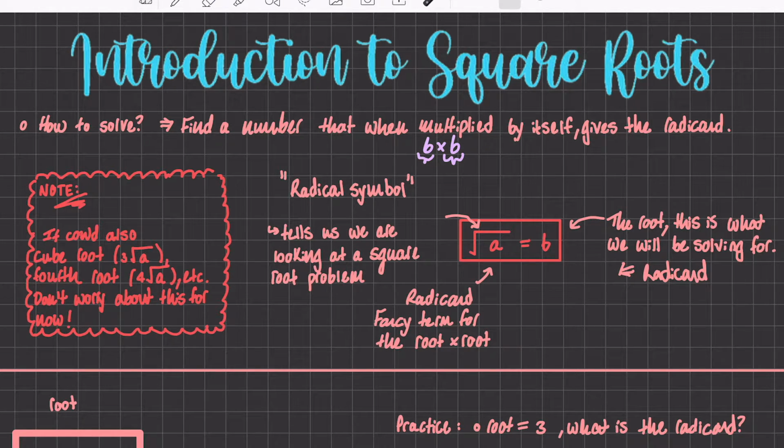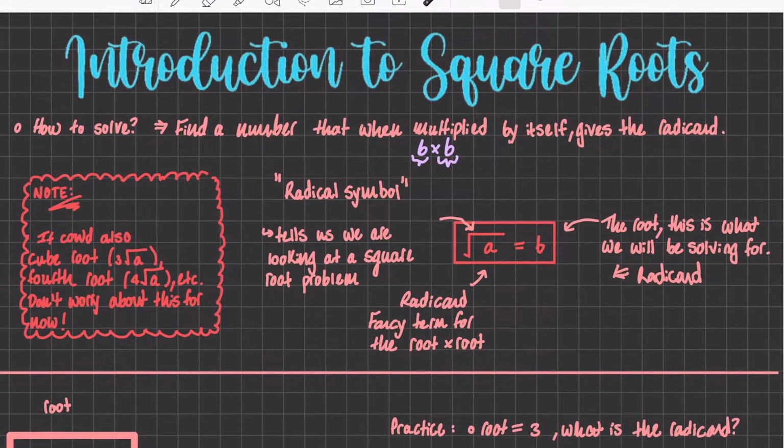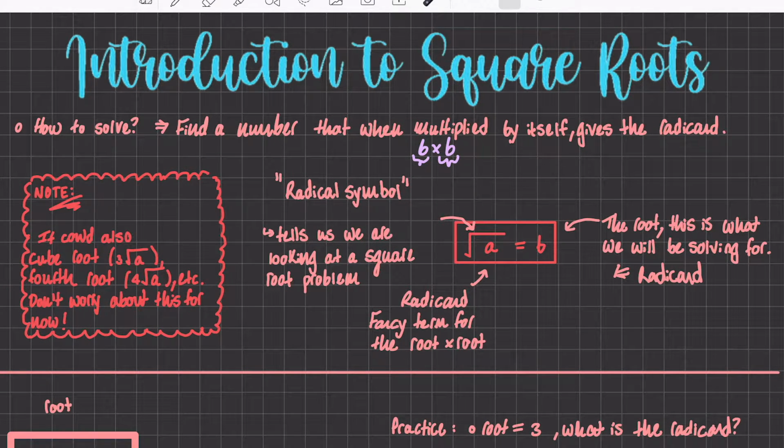And this is determined by a little number in front of the radical symbol, this line. So for example, here it's 3, here it's 4, and this number is called the index. But we'll learn about that later on in math, so for right now, don't worry about that too much. For now, when we see this symbol, it just means we're looking at a square root problem.